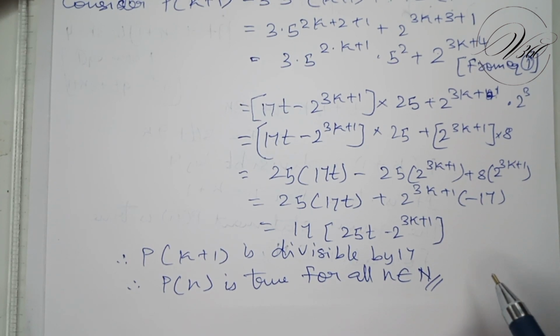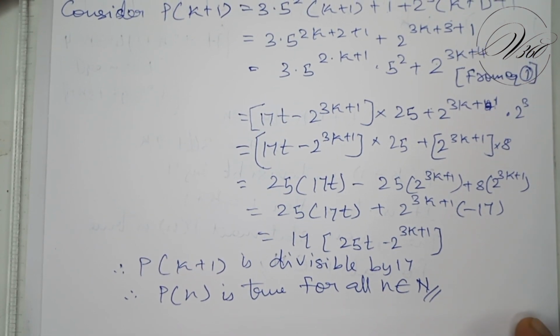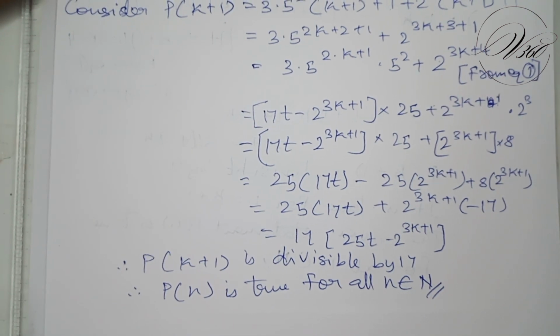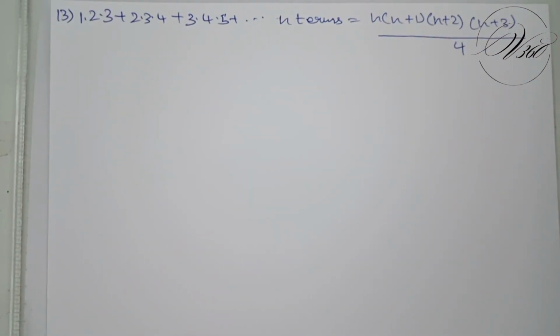Now we have completed the 12th question. Let's go forward to the 13th question, that is 1·2·3 + 2·3·4 + 3·4·5 + ... till nth term, which equals n(n+1)(n+2)(n+3)/4. Now we are going to solve this question.